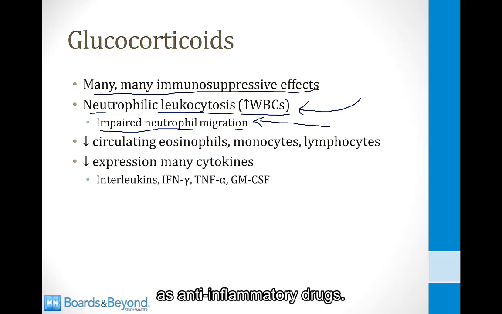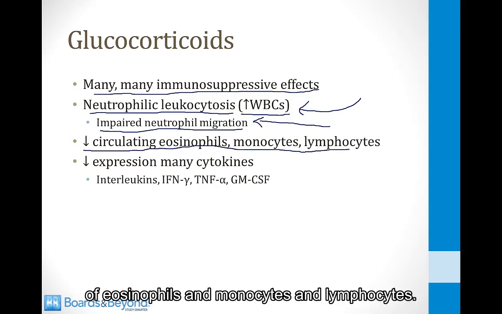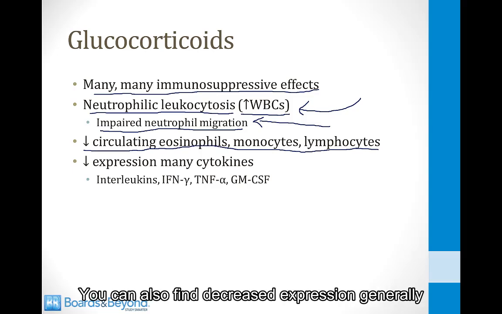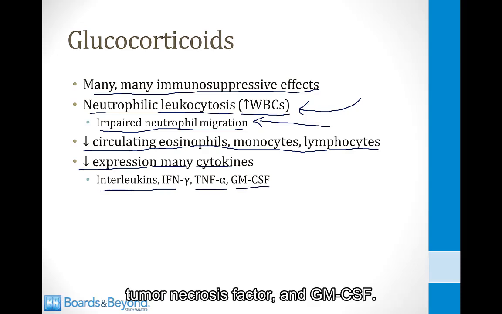In addition, you can see decreasing circulating levels of eosinophils and monocytes and lymphocytes. You can also find decreased expression generally of many cytokines, including interleukins, interferon gamma, tumor necrosis factor, and GM-CSF.